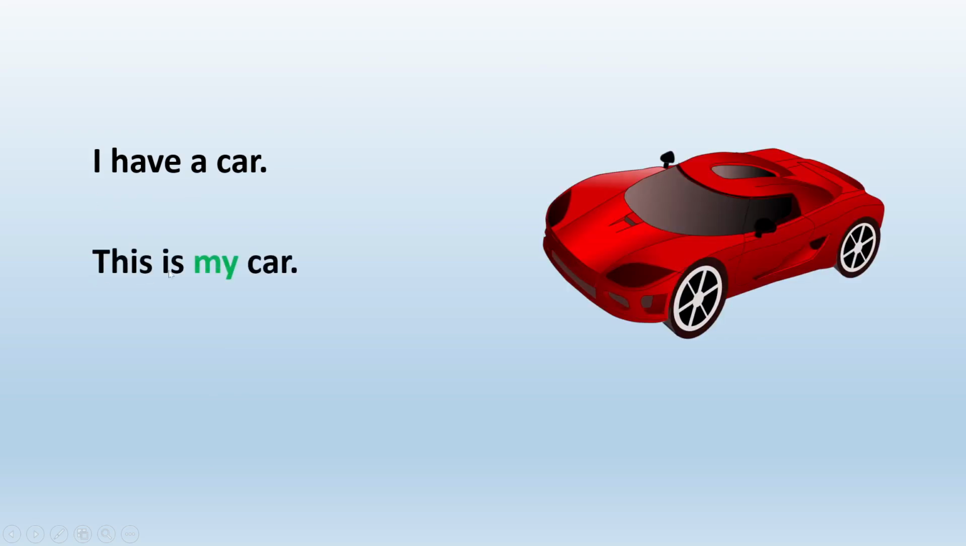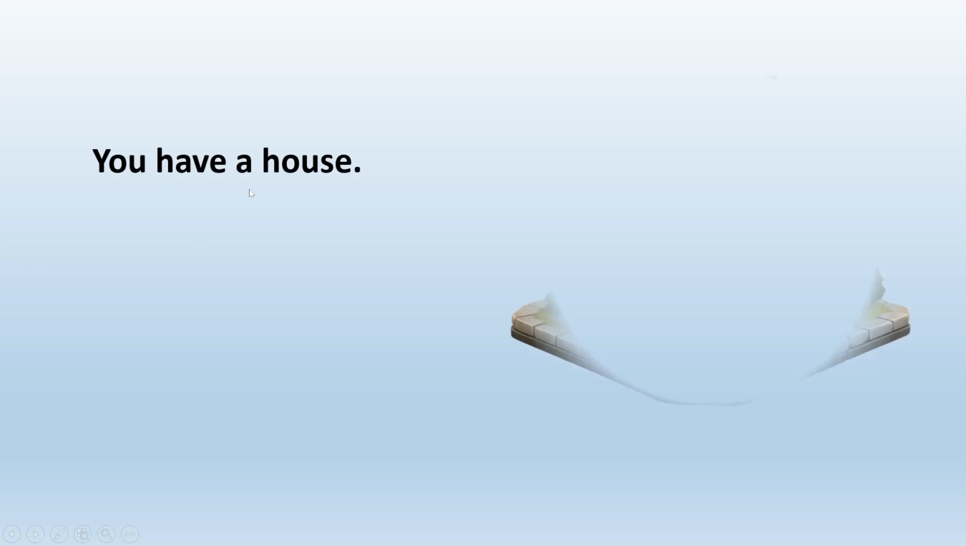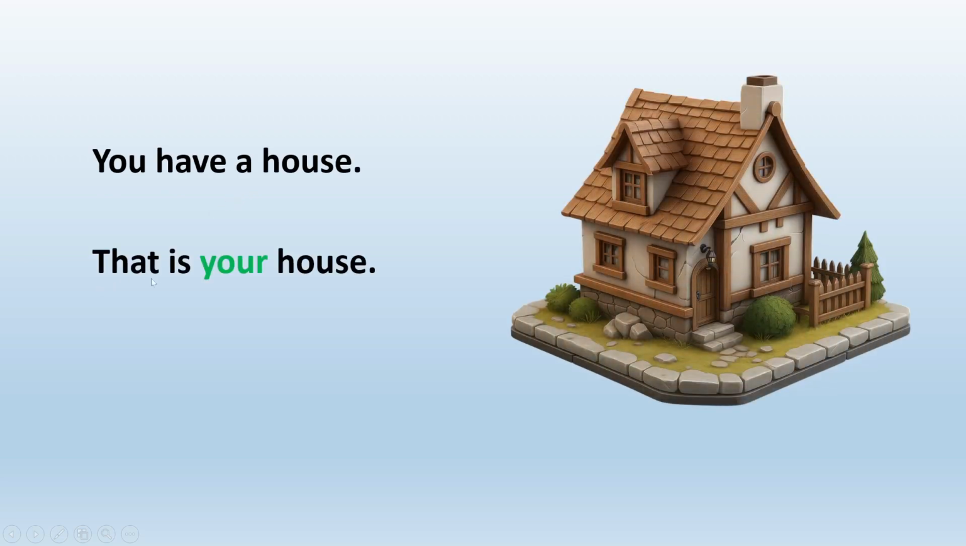I have a car. This is my car means that the car belongs to me. My car is red. Let me tell you a point here that we use possessive adjectives before the noun that belongs to me, to you, or to the others. You have a house. That is your house. Your house isn't big.